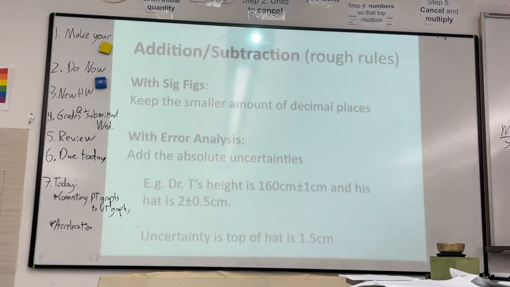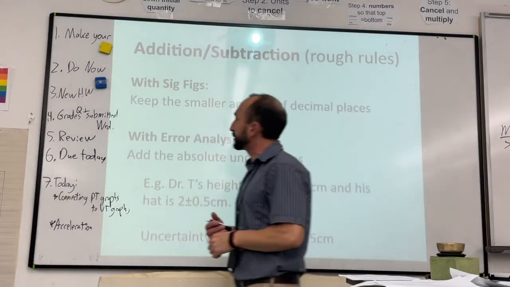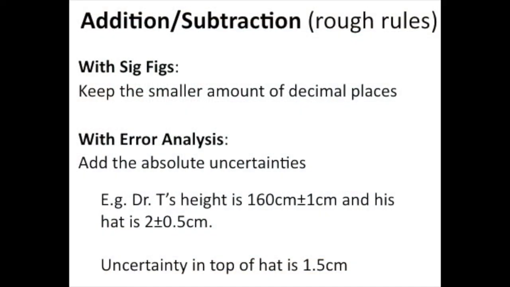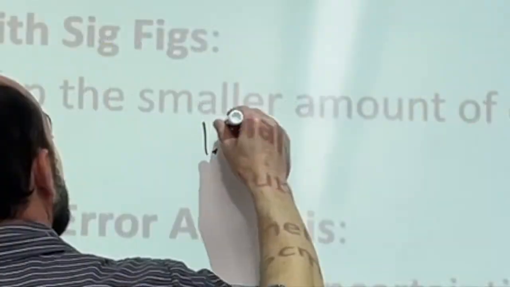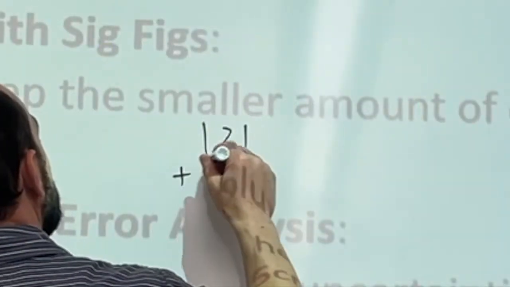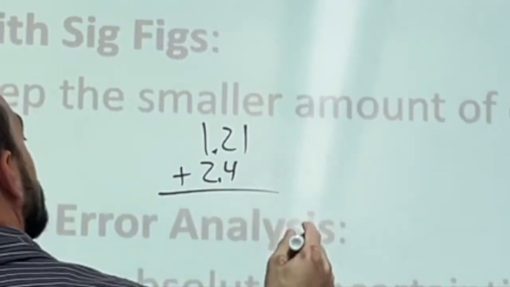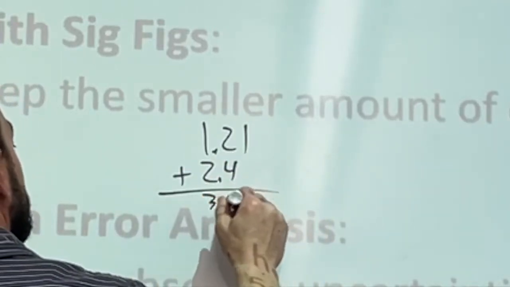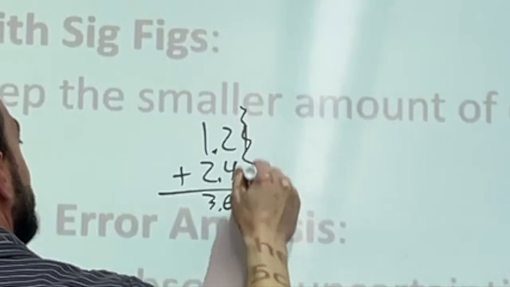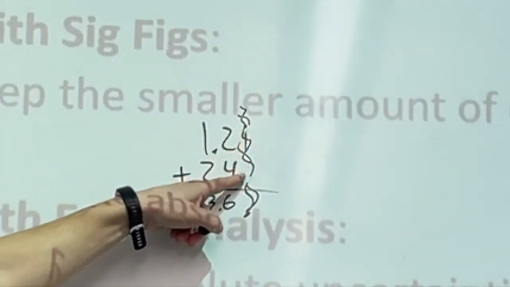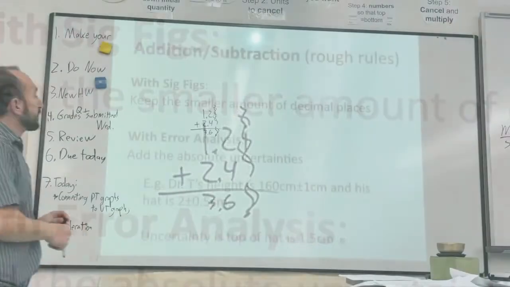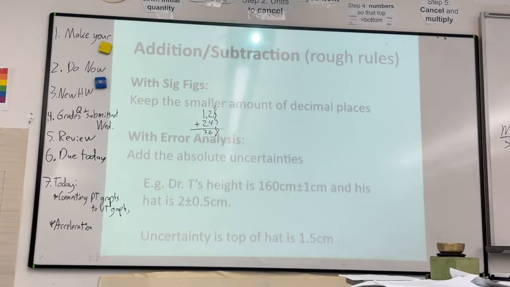As a very rough rule, you have probably learned with sig figs that you just keep the smaller number of decimal places when you're adding or subtracting. For example, if you're adding 1.21 to 2.4, you get 3.6, and you say, the 1.21 isn't even as precise as that, so I'll just keep the lesser amount of precision. With error analysis, you're basically doing the same thing.